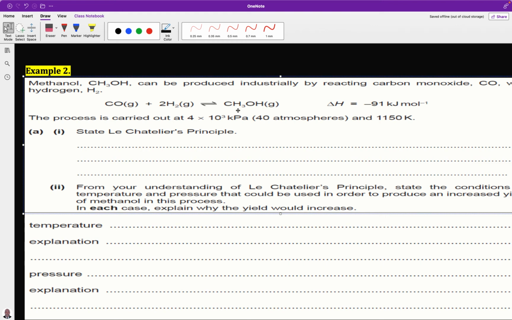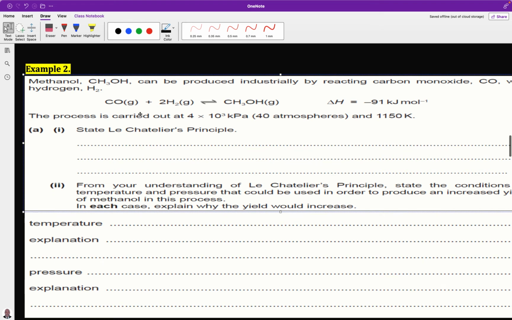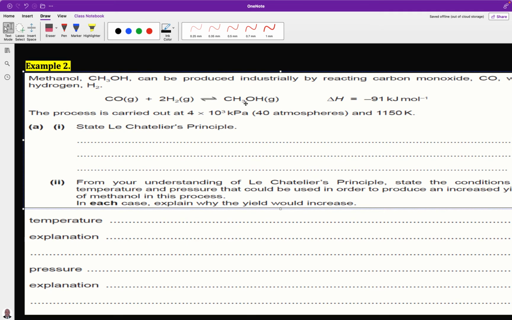High pressure will lead to the production of more methanol. Why do I say high pressure will lead to the production of more methanol? At high pressure, more of the gaseous molecules of the reactant will move to the direction of fewer gaseous molecules, thus reducing the pressure and favoring the production of more methanol.